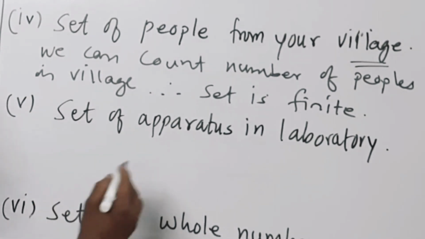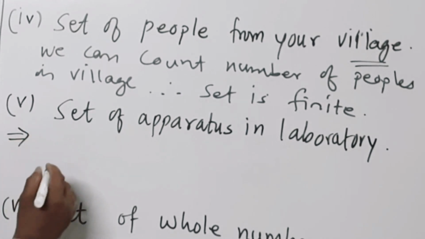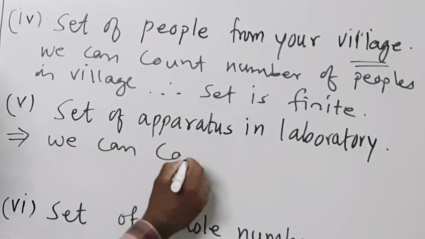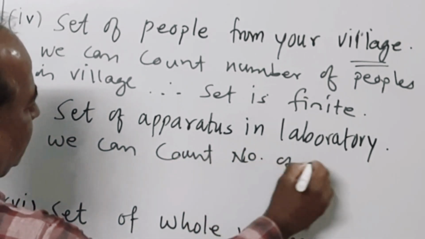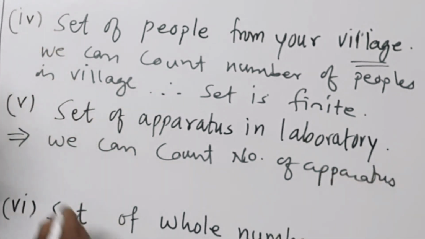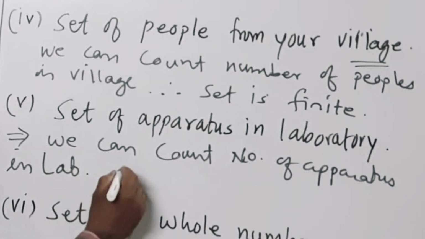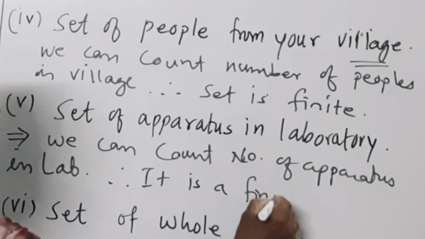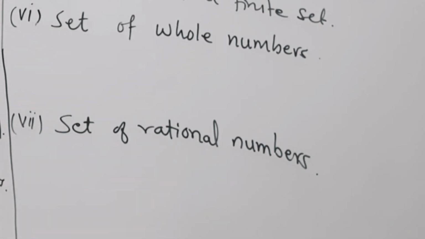Now the set of apparatus in the laboratory. So the set of apparatus in the laboratory we can count, the number of apparatus in the science lab. Therefore it is a finite set.